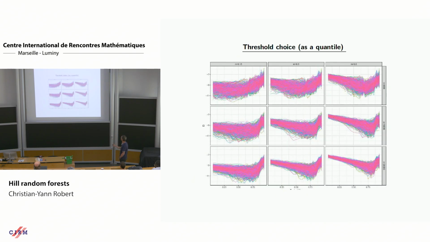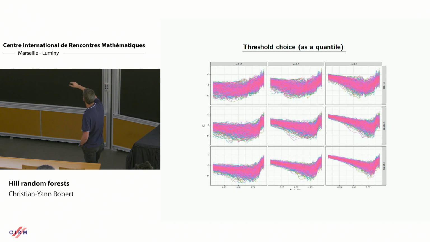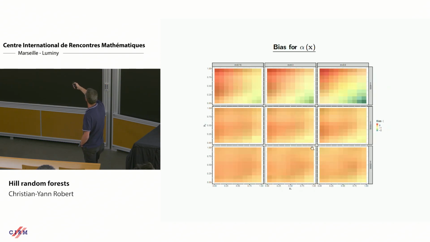So here you have several graphs that can explain how the optimal choice of this threshold depends on the level of m. Well, let's see.